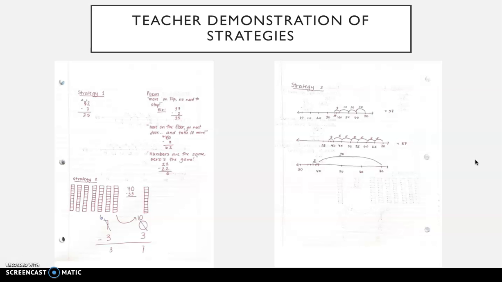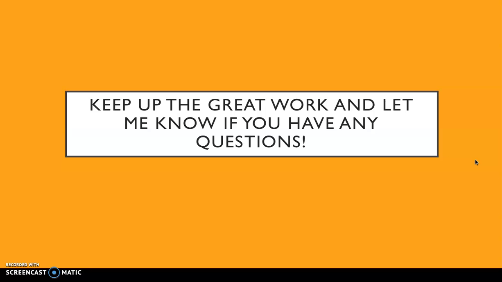So this is a good next step to allow you to work with your children to use several strategies. Some of these might resonate more with your children than others and might be beneficial to helping them with subtraction with regrouping. Keep up the great work and let me know if you have any questions.